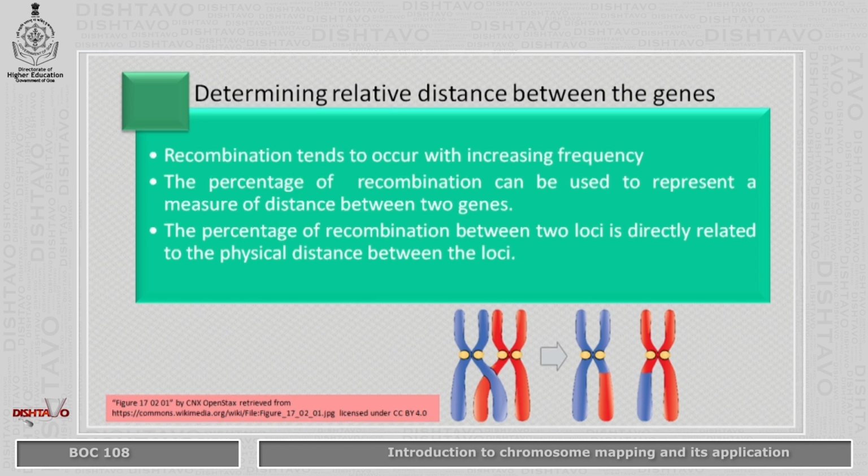The second aspect is determining relative distance between the genes. We have to remember that because of crossing over, not all genes in a linkage group will be inherited together. Recombination tends to occur with increasing frequency. The percentage of recombination can be used to represent a measure of distance between two genes. The percentage of recombination between two loci is directly related to the physical distance between the loci.